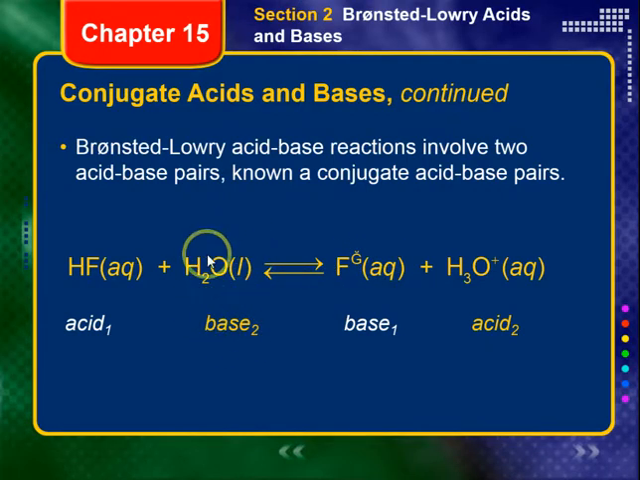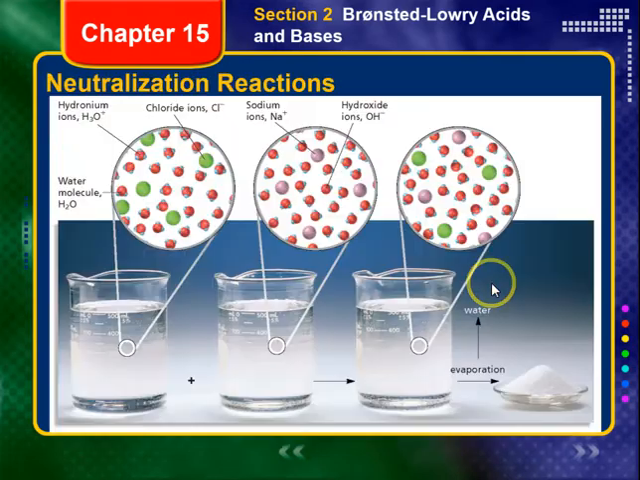Well, this base right here, if this is the acid, then water is acting like a base. It's going to accept that proton. It's the base. After it accepts the proton, it becomes the conjugate acid. The conjugate acid over here is the hydronium ion.